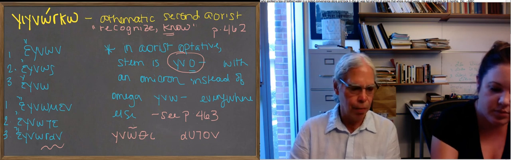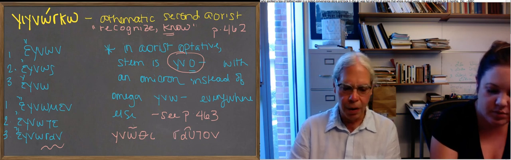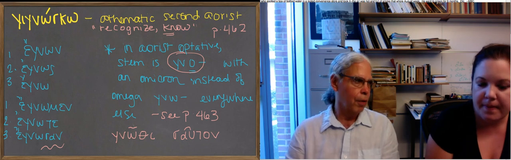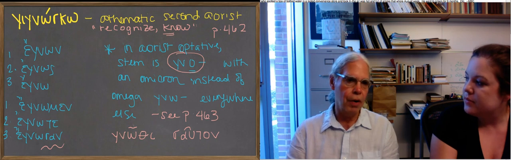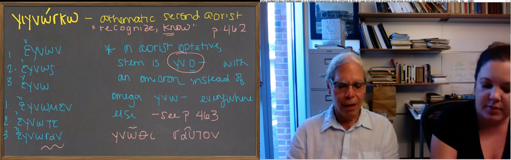But in the third person plural form, you have gnōntōn. You also have the gno form in the participle, gnous, gnousa, gnon, and gnontos. All right? So that's that.